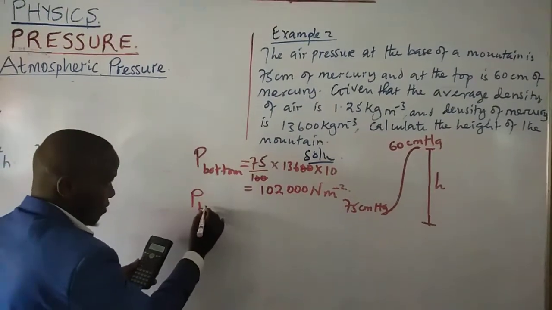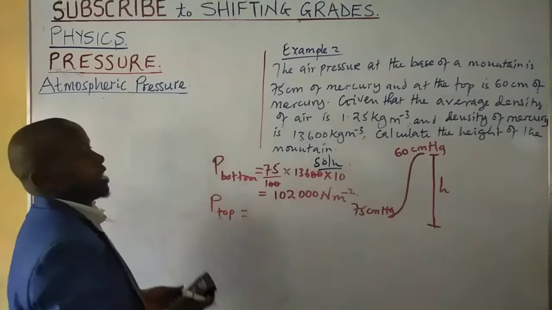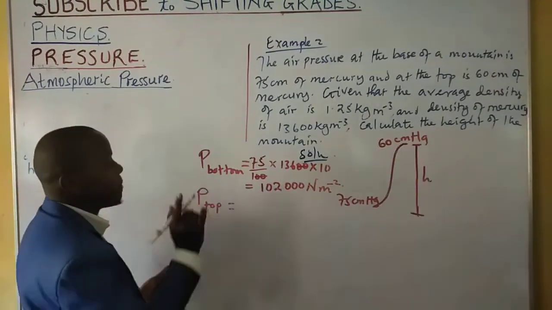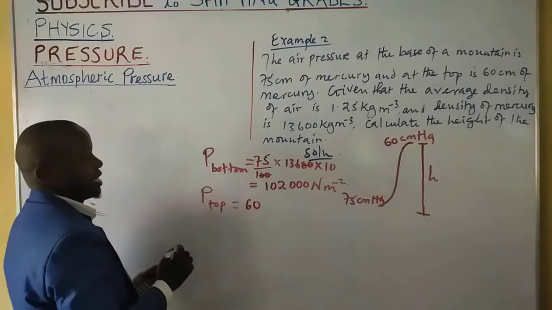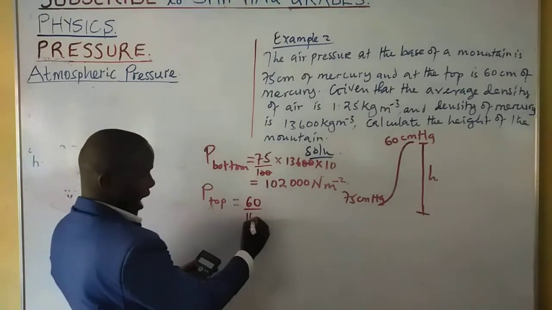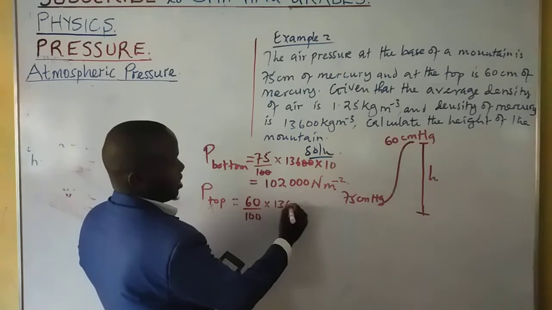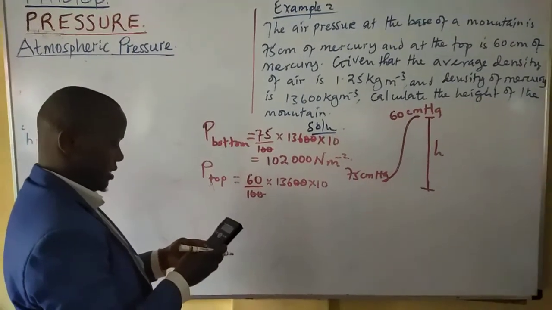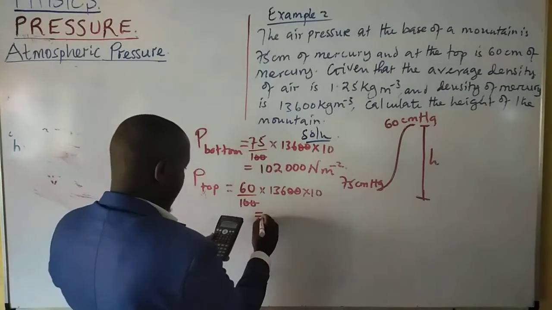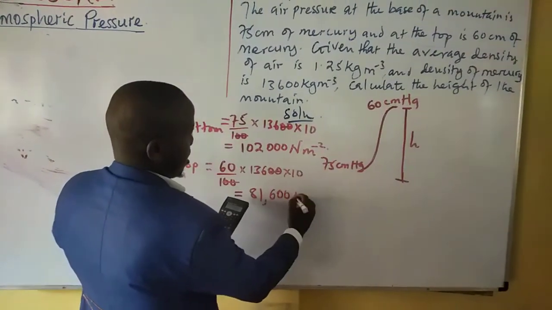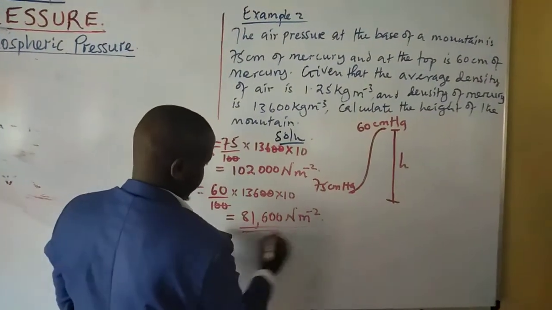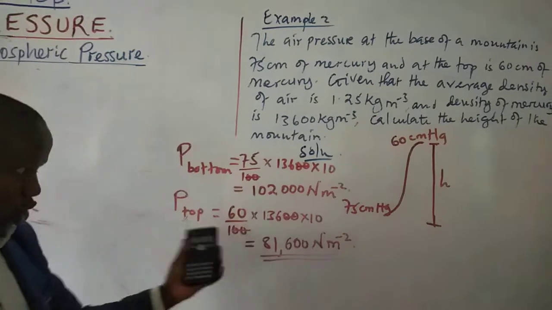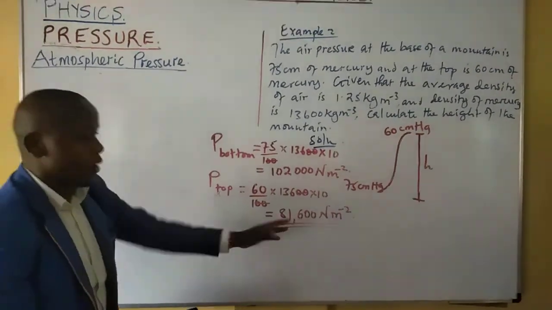We can again get the pressure at the top of the mountain. If 60 centimeters of mercury can be supported at the top of the mountain, then the pressure there is the height of mercury which can be supported, divided by 100 to make it meters, times the density of mercury, 13,600, times 10, which is g. Therefore, here we have 60 by 136 by 10. And this gives us a pressure of 81,600 newtons per meter squared. Therefore, now we have pressure at the top of the mountain and pressure at the bottom of the mountain in SI units already.